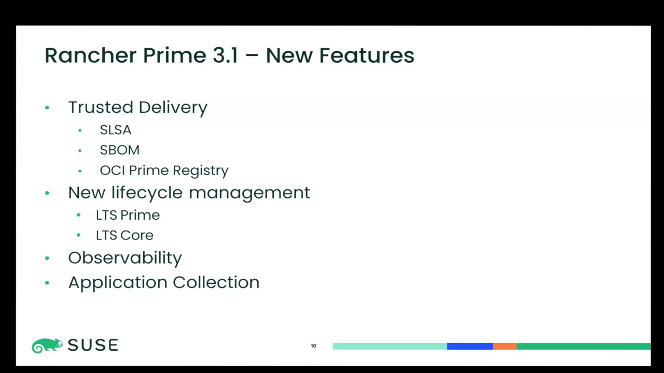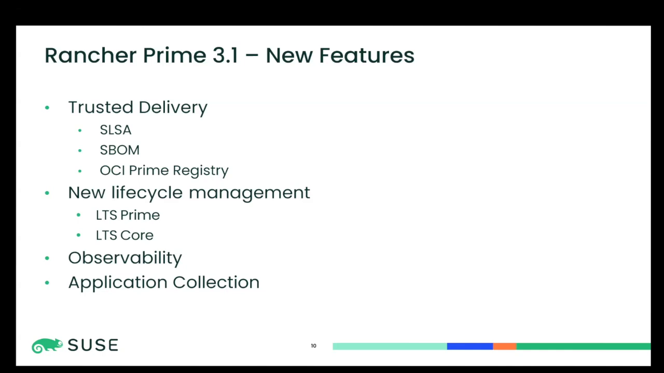The key thing that I really like about this new version is the lifecycle management, where we have LTS, the long-term support, for Prime and Core. I'll go a bit more into details about that. Observability, which I already mentioned. We already have Grafana and Prometheus inside the product, but this adds a different layer.